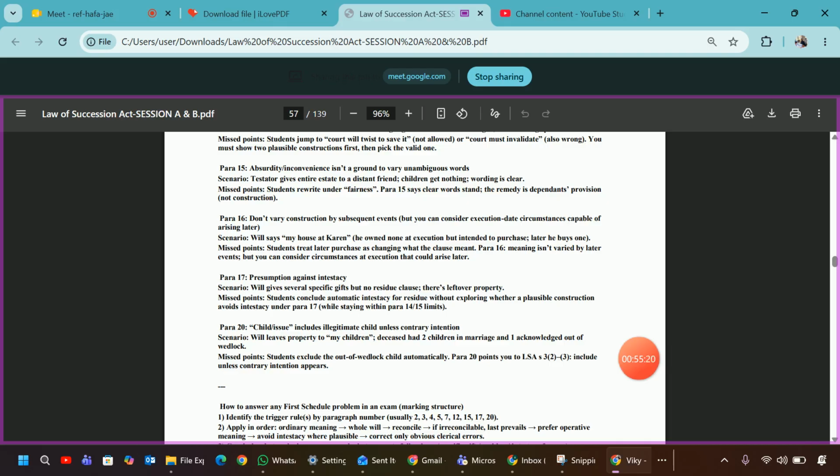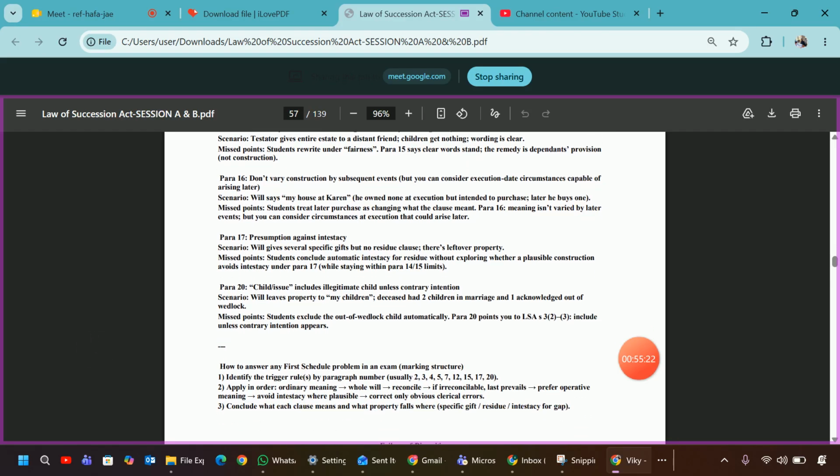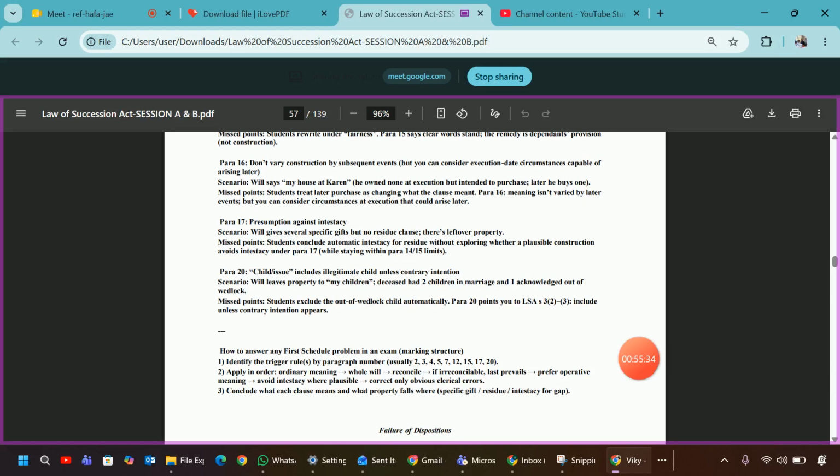Paragraph 17: presumption against intestacy. Scenario: a will gives several specific gifts but has no residue clause. There is leftover property. The missed point is that students conclude automatic intestacy for the residue without exploring whether a plausible construction avoids intestacy under paragraph 17, while staying within the parameters of paragraphs 14 and 15.